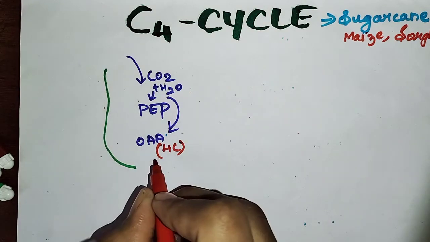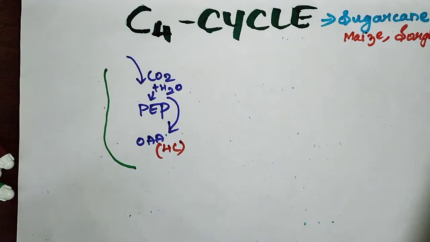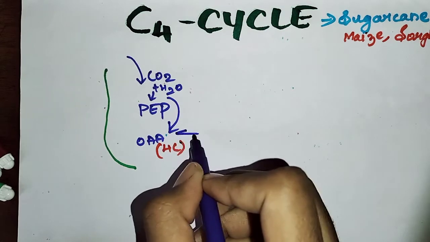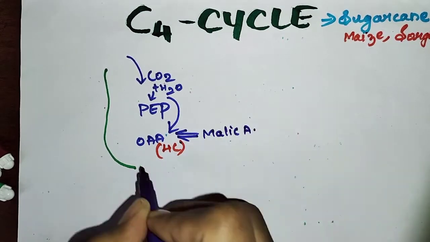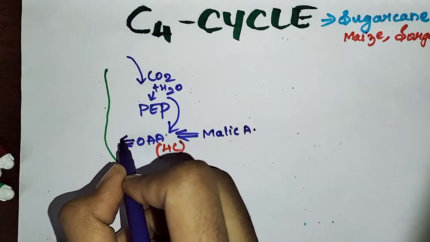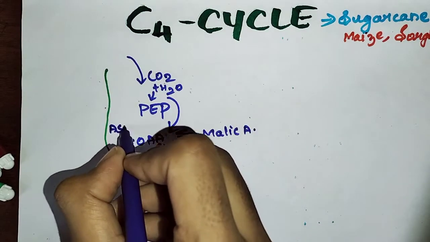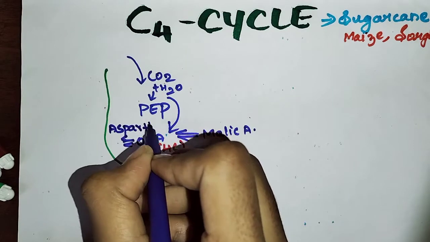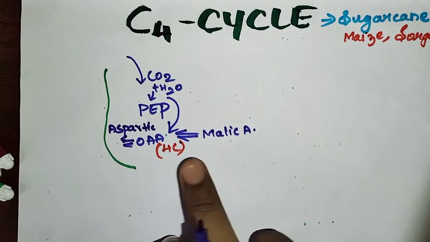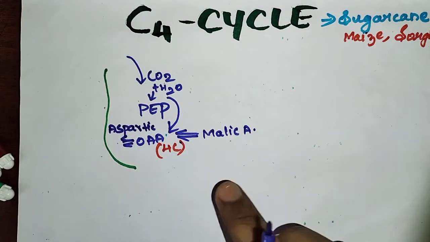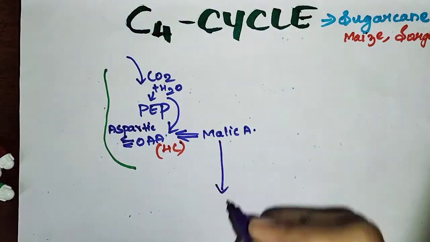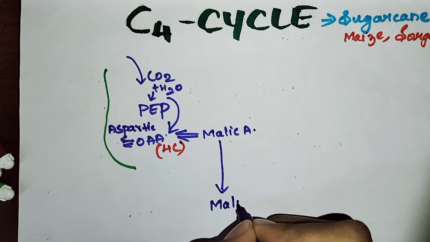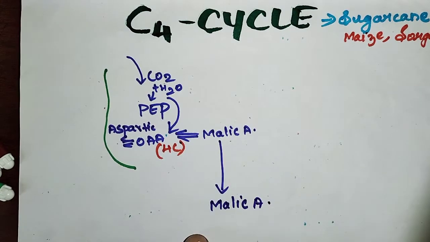This 4 carbon compound, oxaloacetic acid, is an isomer of malic acid or aspartic acid. Now, when this oxaloacetic acid converts to malic acid, this malic acid enters the bundle sheath cell.